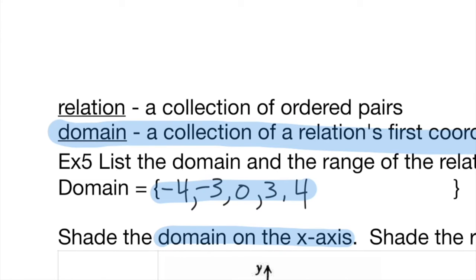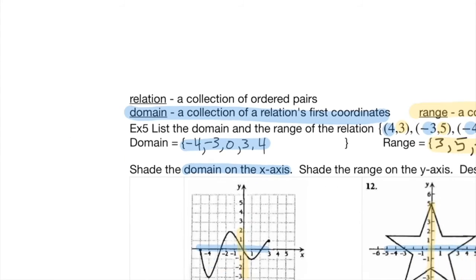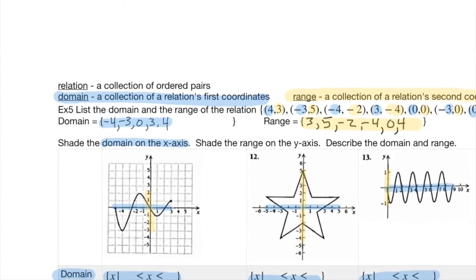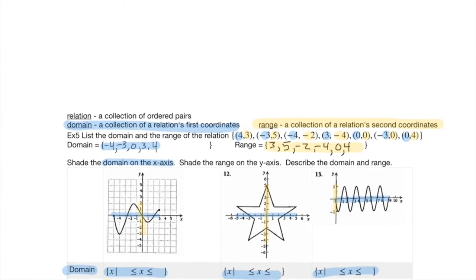So a relation is a collection of ordered pairs, and we saw that already on the table. The collection that we had is the ordered pairs that we produced and we connected the dots. In general, that's what a relation is. A domain is the collection of the relation's first coordinates. A range is the collection of the relation's second coordinates.